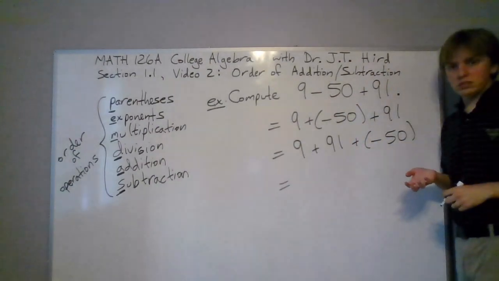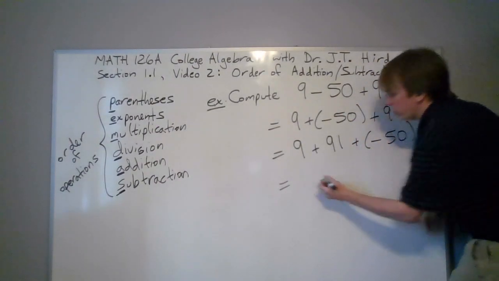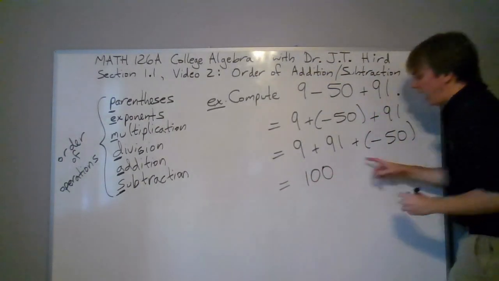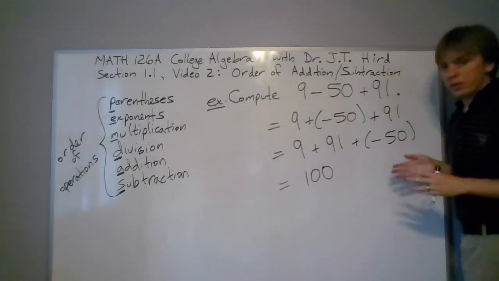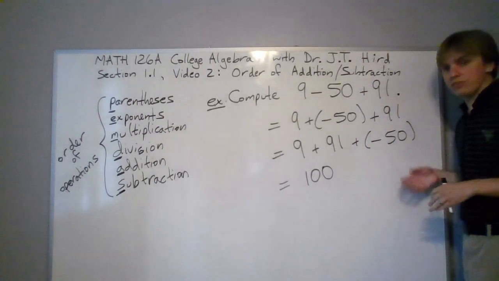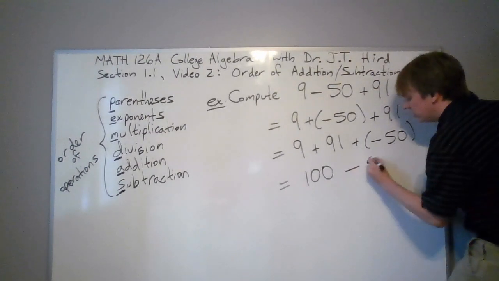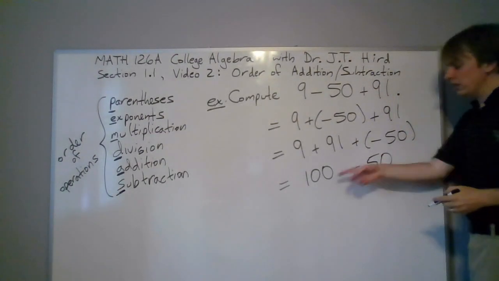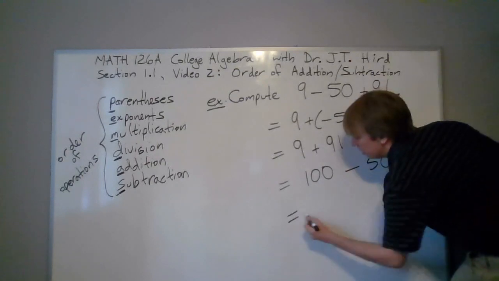9 plus 91 would be an even 100. And then we're adding negative 50. I think I'm going to go back to rewriting add negative 50 as just subtract 50. And then that's something we can do in our head. 100 minus 50 would be 50.